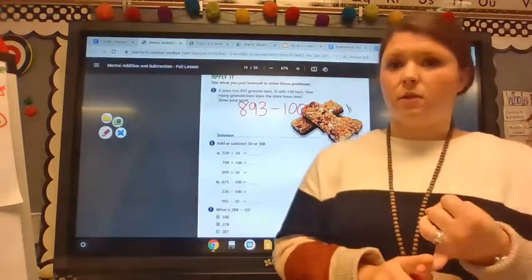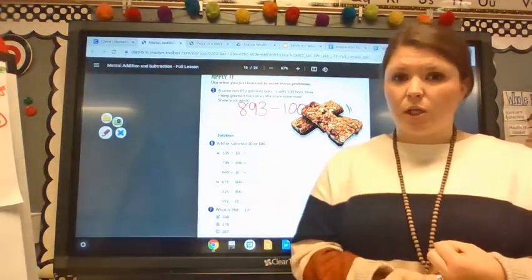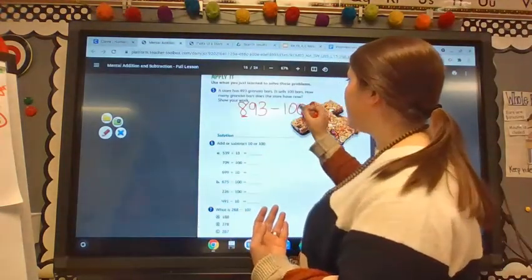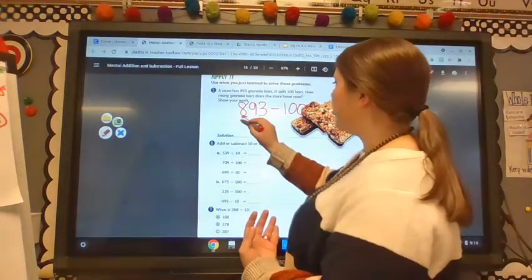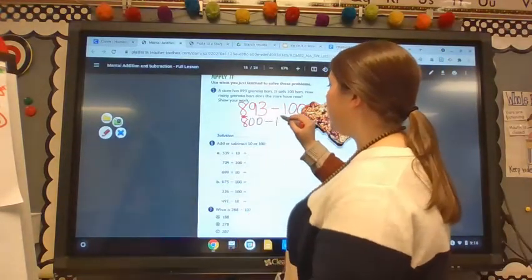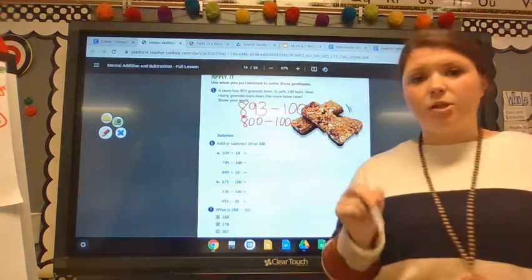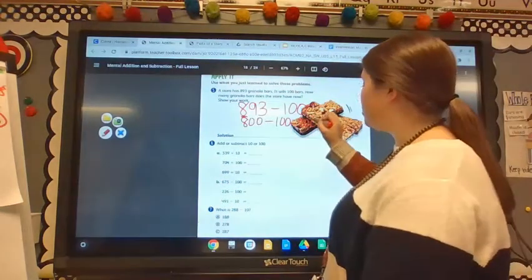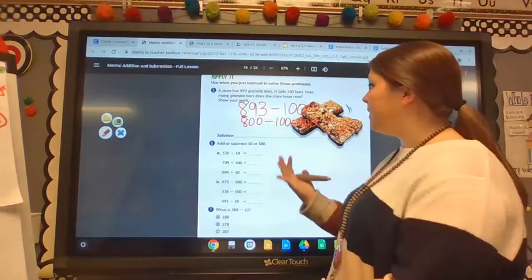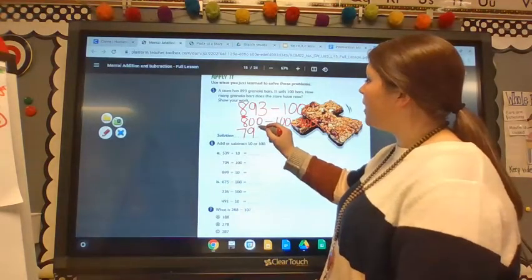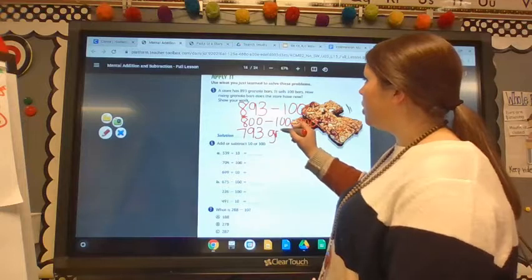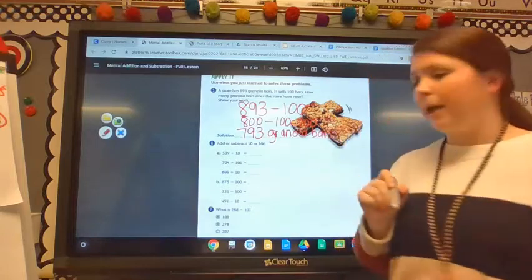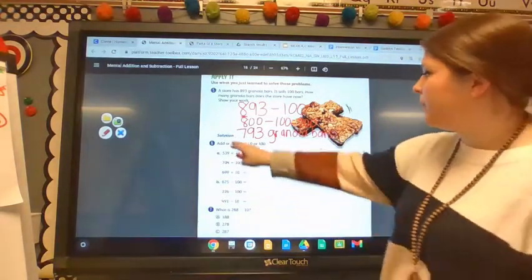This is where you might choose to use a picture. This is where you might choose to use a model, okay? So I'm going to pull out my 100 here because I know that I'm taking away 0 tens and 0 ones. So I'm going to look at 800, take away 100. What's 100 less than 800? Yes, 700. So at the end, the store will have 793 granola bars. Okay? Great job, guys. Let's do number 6.